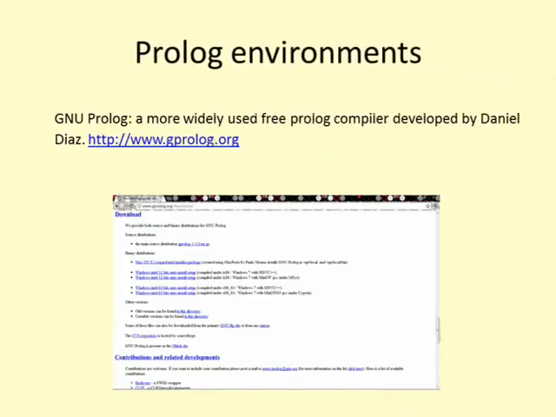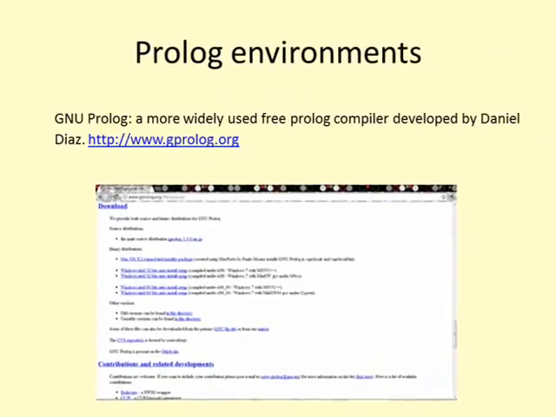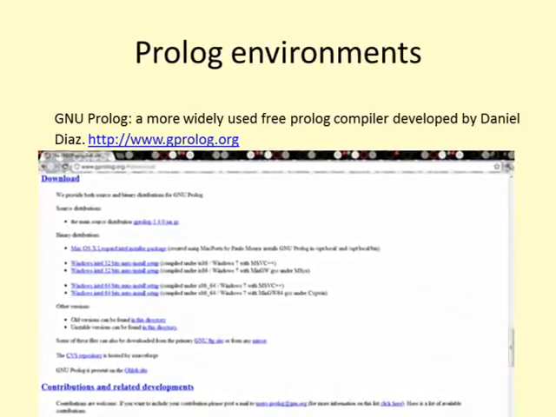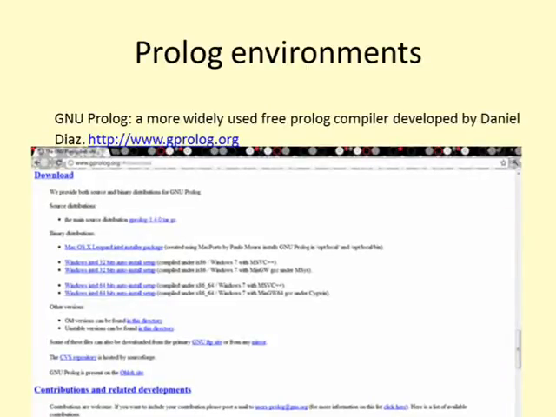GNU Prolog is a free Prolog compiler with constraint solving over finite domains developed by Daniel Diaz. GNU Prolog is like GCC with C source. It accepts Prolog plus constraint programs and produces native binaries, executables. Besides this, GNU Prolog offers a classical interactive interpreter with a debugger.